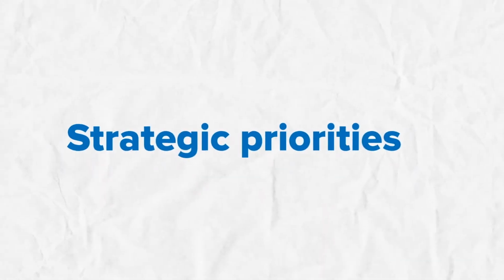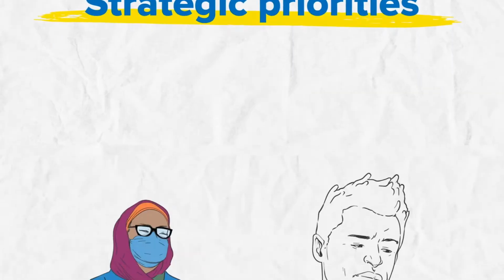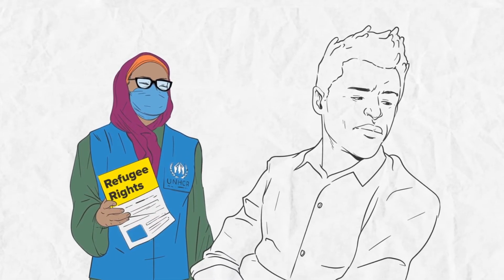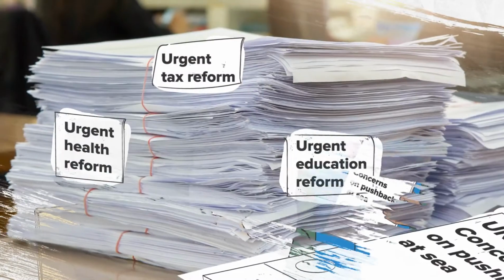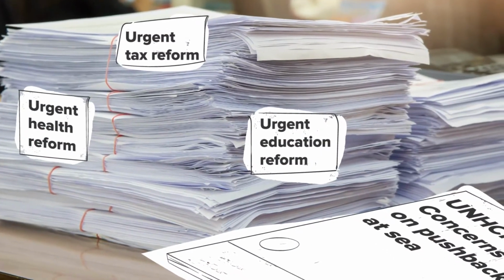Then ask how important the stakeholder considers the problem compared to other problems. Is it of low importance for them? Medium importance? High importance, like for UNHCR?